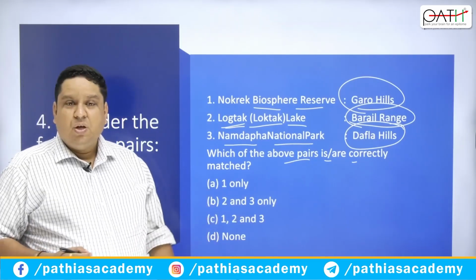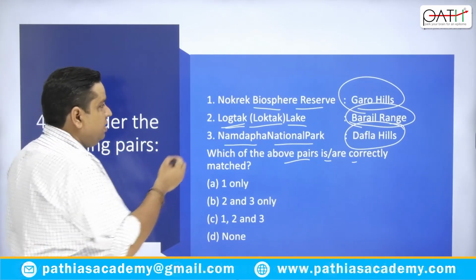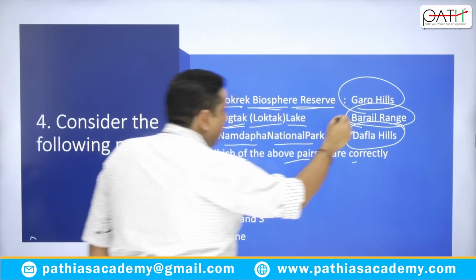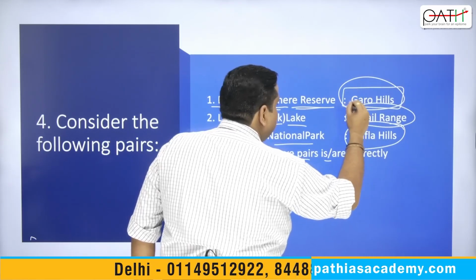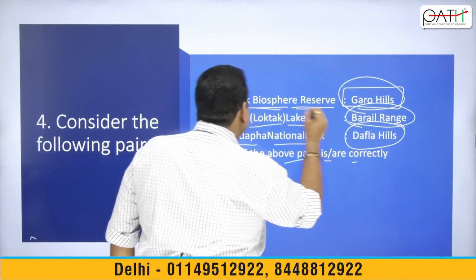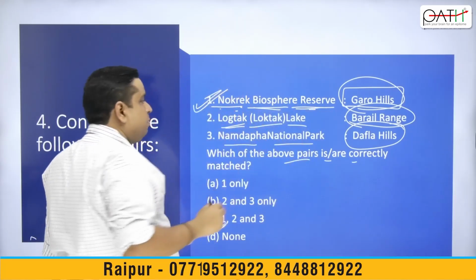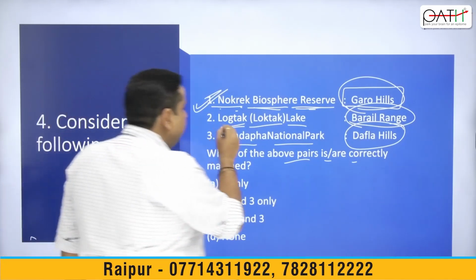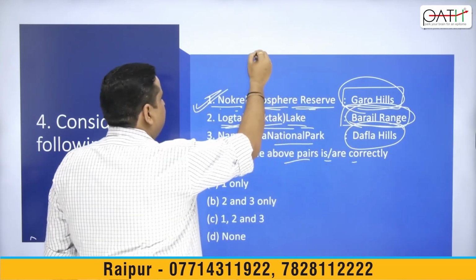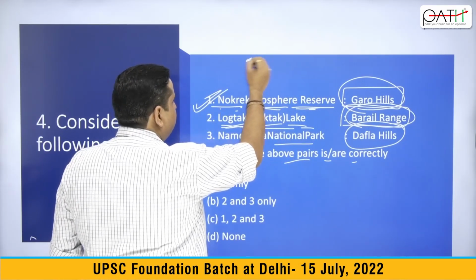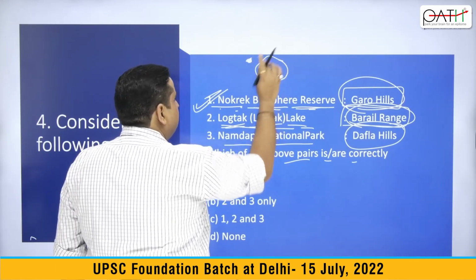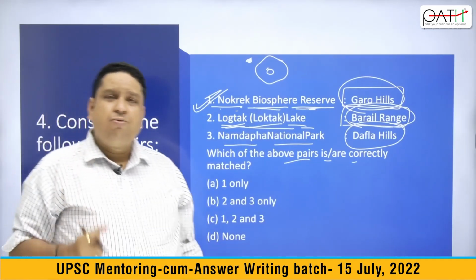So as far as this question is concerned, the Nokrek Biosphere Reserve is related to Garo Hills, and Garo Hills is part of the Meghalaya Plateau. So Nokrek Biosphere Reserve is located in Meghalaya, so it is a correct pair. Then comes Loktak Lake. Now they have matched Loktak Lake with Barrel Range. Barrel Range is somewhere to the northwest side, while Loktak Lake is almost at the center of Manipur.